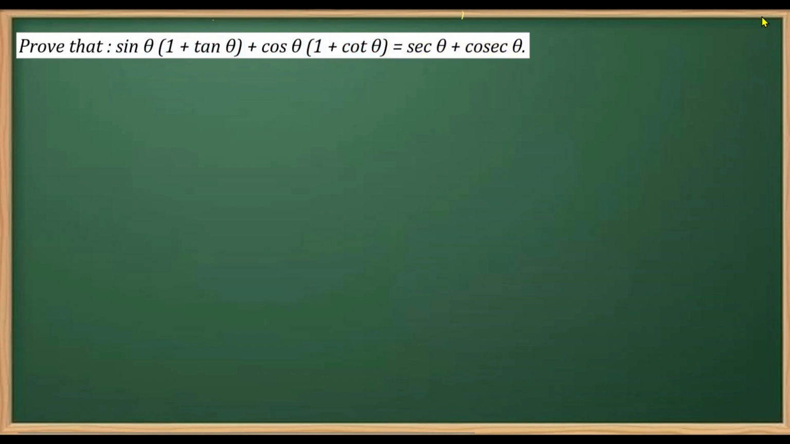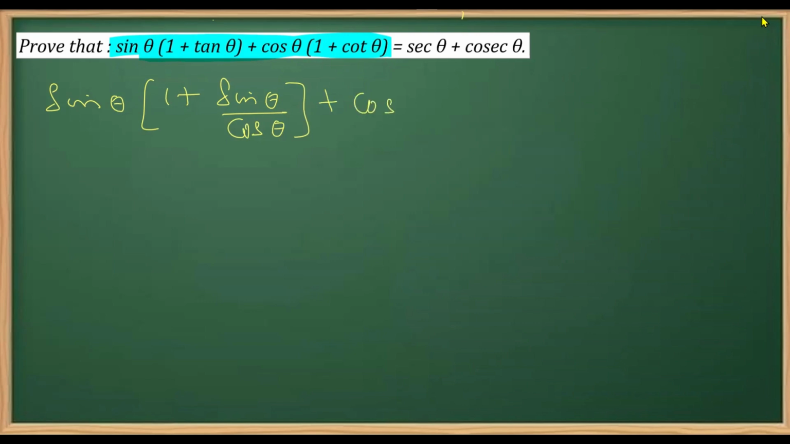Now, in a question where you have all trigonometric ratios, like we have sine, tan, cos, cot, as well as sec and cosec involved, clearly we'll be writing all trigonometric ratios in terms of sine and cos. So let's begin with the LHS. In the LHS, sine theta is this only. I can write tan as sine over cos, so this is sine theta over cos theta. Plus then we have cos theta, multiplied by 1 plus cot, and cot is cos theta over sine theta.